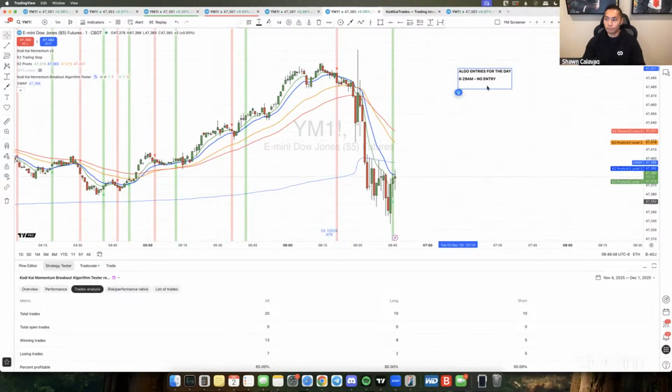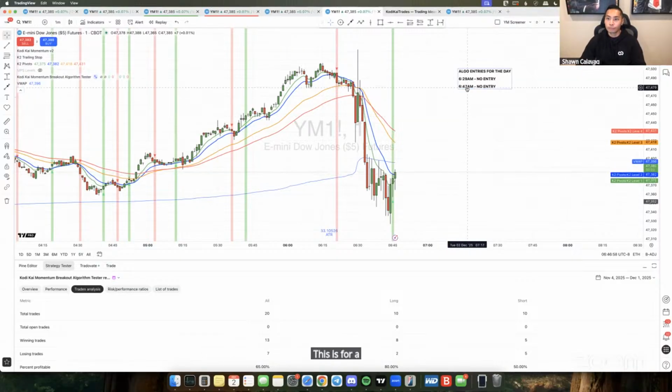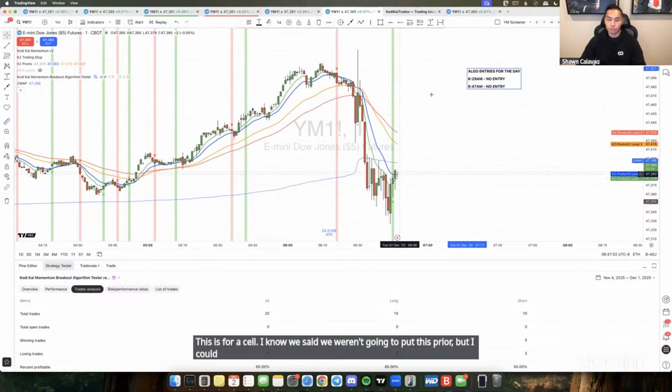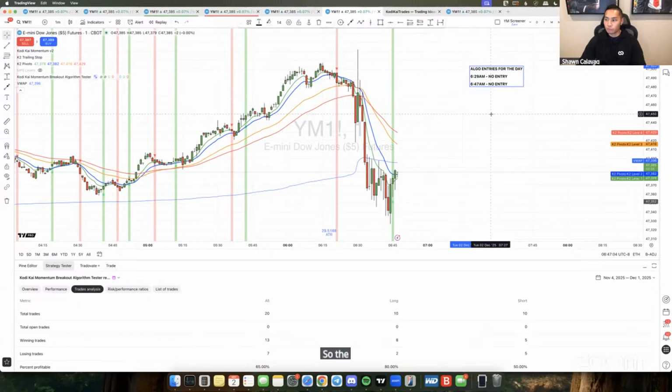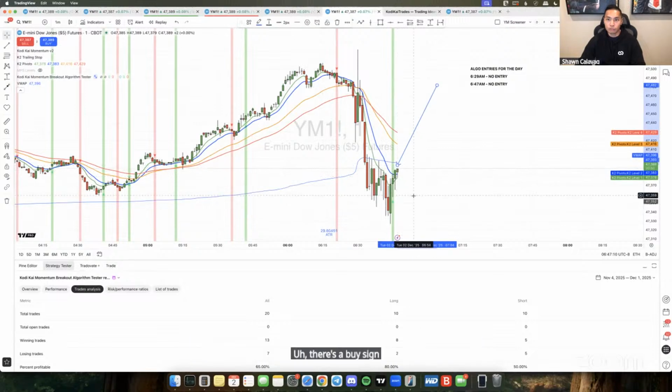There's another one right here. So 647, another no entry. This is for a sell. I know we said we weren't going to put this prior, but I could already tell there's not going to be an entry there. So the entry at 647 was for a sell, as you guys know. If you guys do have access to my algo, there's a buy signal here, so there's no entry for 647.